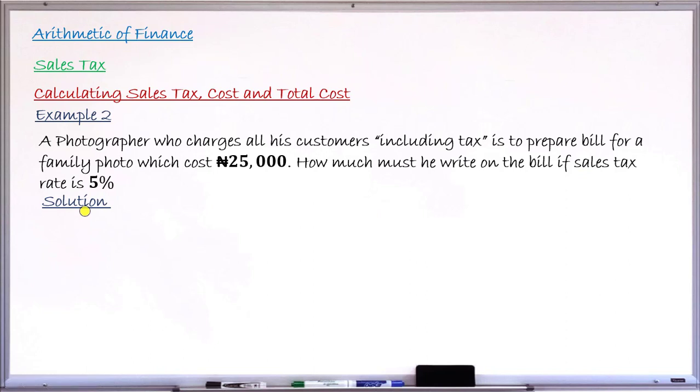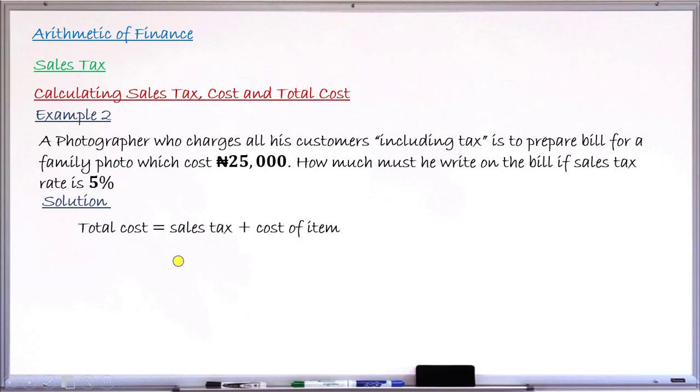Solution to this very problem. So what we do, let's see. It says the total cost of that very item, that is the amount that he is going to write on his bill, will be given by the formula sales tax plus the cost of the item. The cost of the item, I repeat, is this 25,000 naira, the cost of his services in this case, plus the sales tax, the amount that he is going to pay the government, which is 5% of his amount. That will be the total that he writes on the bill, which the customer is going to pay to collect those family photos.